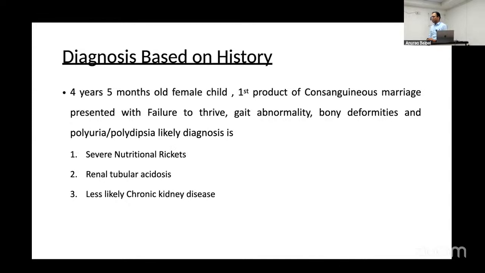Okay, so let's hold on to that. Failure to thrive and polyuria, polydipsia. Differential of that first. So when you look at these differentials, you should always try to draw a Venn diagram. This is failure to thrive. This is failure to thrive with polyuria. Failure to thrive with polyuria with rickets.